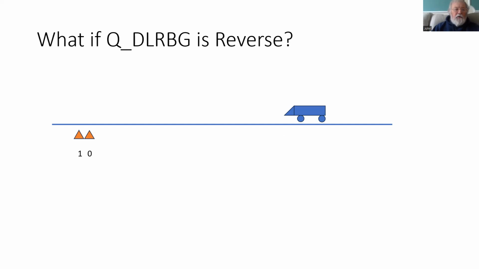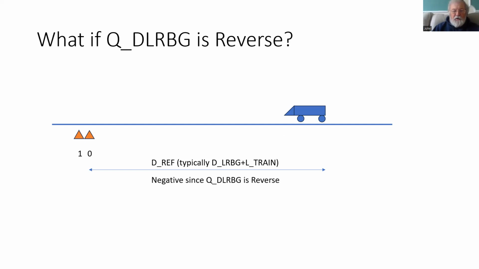But what would happen if we had gone over the LRBG in the reverse direction? So hence Q_DIR_LRBG is reverse. Well, the D_REF is again typically the distance to the front of the train from the LRBG plus the length of the train. However, in this case, because the Q_DIR_LRBG is reverse, the D_REF is sent as a negative distance. The distance is always positive in the nominal direction of the balise group. D_REF is about the only variable which can be used in ETCS which can be both negative and positive.